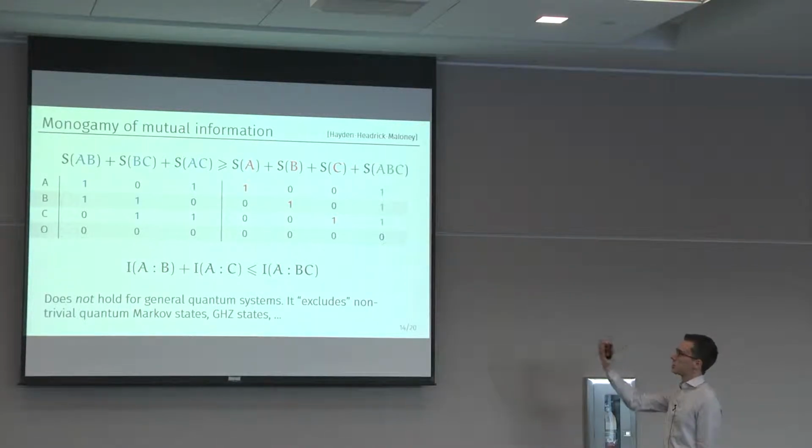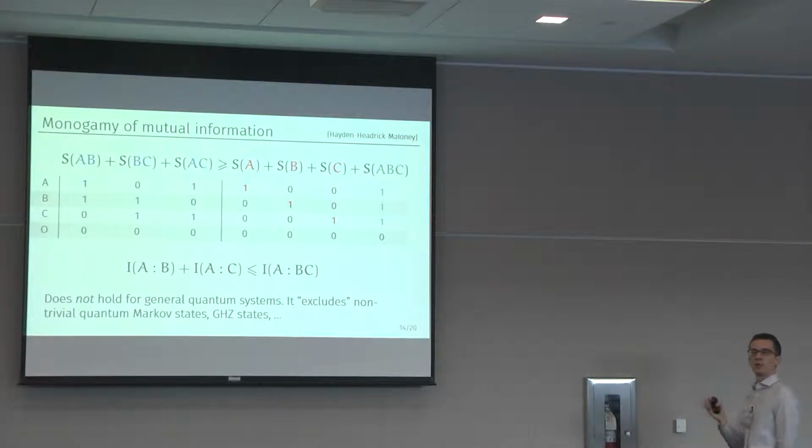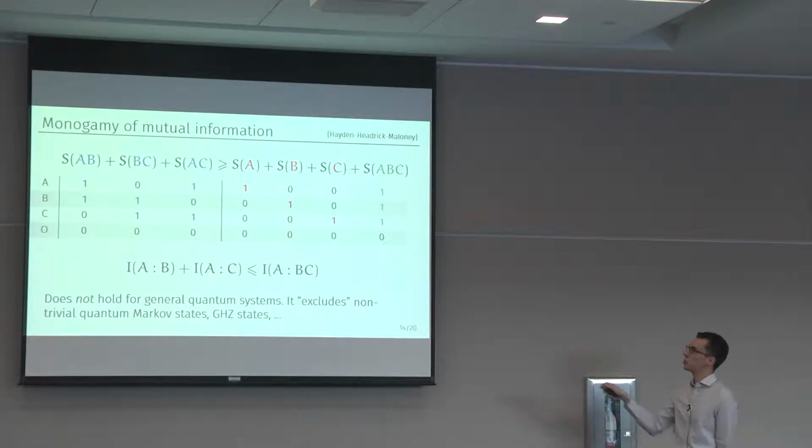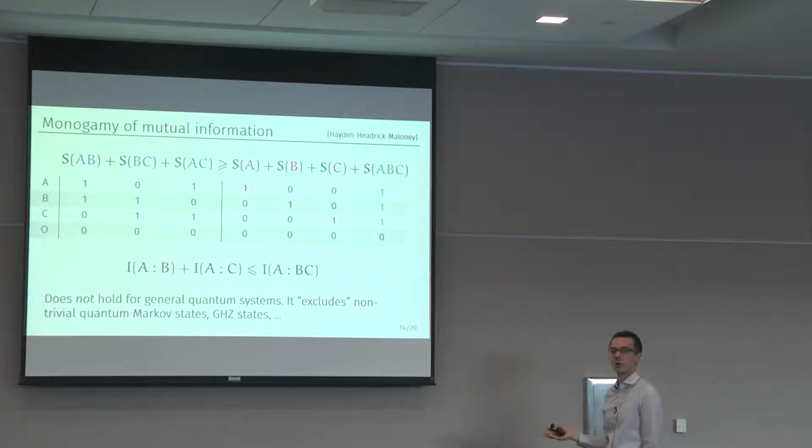It can be written as the mutual information between A and B plus the mutual information between A and C is less or equal to the mutual information between A and BC. So it's a monogamy-like property of the mutual information. And it is something that is just not correct even for the Shannon entropy.